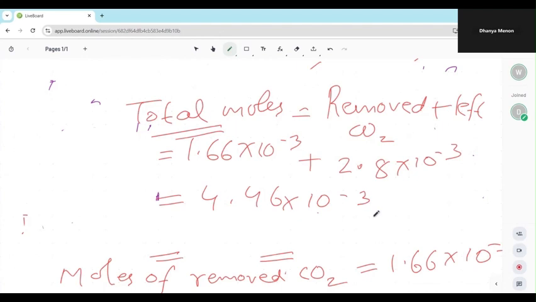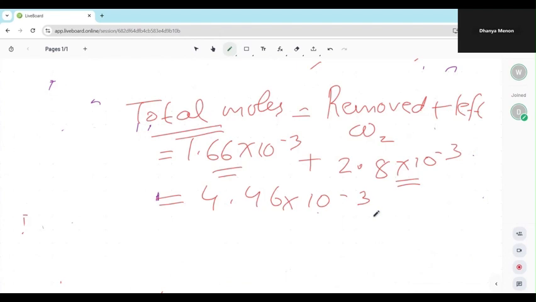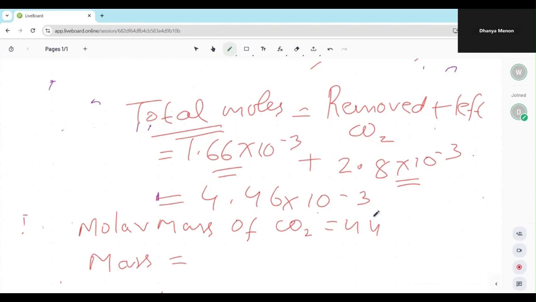So total moles of carbon dioxide is the removed number of moles and the leftover number of moles. We found the removed moles, and the leftover moles are already mentioned in the question. So we found the total moles. Now, knowing the molar mass of carbon dioxide is 44, can you find the mass? Mass is moles times molar mass.